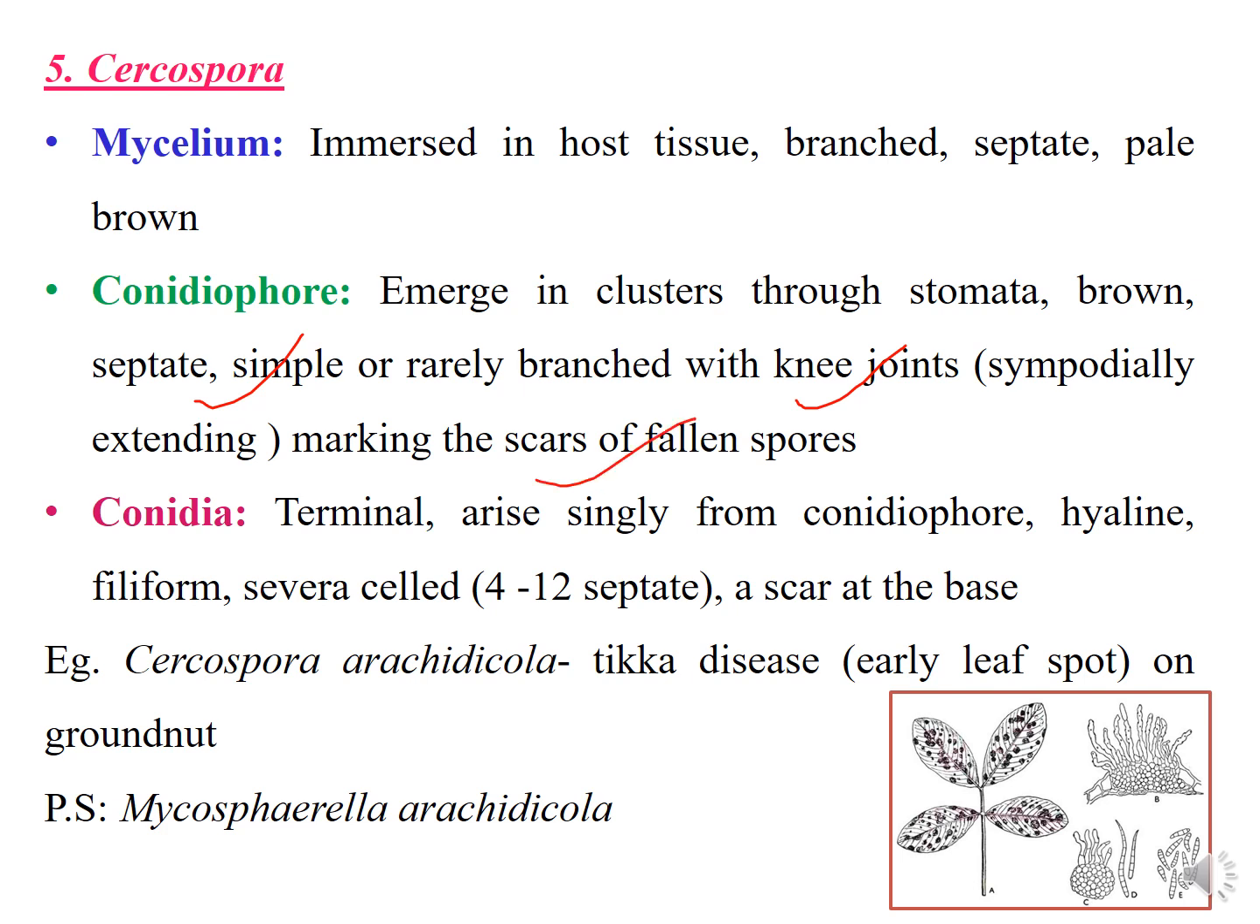And how do the conidia look? Conidia are terminal, arise singly from the conidiophores, hyaline, and here filiform in shape. How do Cercospora conidia look? They are filiform in shape, and they are several celled.